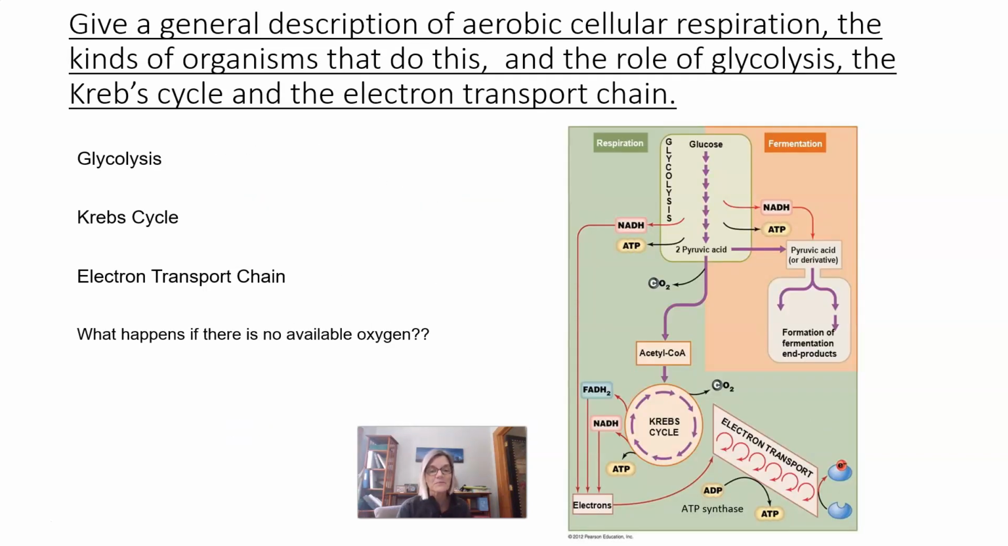Let's look at this question before we go to the next video. It says, what happens if there is no available oxygen? So we take away the oxygen, we stop the electron transport chain, we can't make all this ATP, that backs all this up. And so without oxygen, we can only get a small amount of ATP. In fact, it all backs up all the way to here. Without oxygen, you can only get a small amount of ATP.